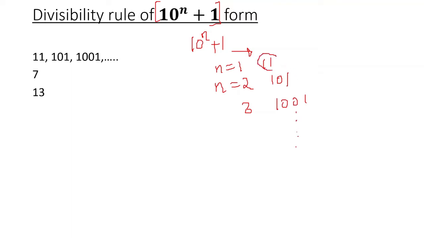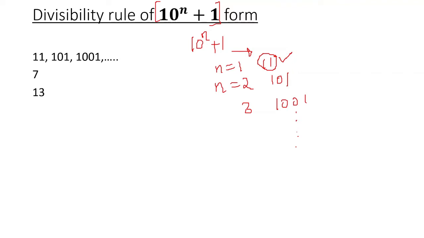And for 11, you already know: the sum of digits at odd places minus the sum of digits at even places. If that result is divisible by 11, then the number is divisible by 11, else the number is not divisible by 11. But many of you may not know why this concept works. So we're going to see why and how this works, why this is true for finding out whether a number is a multiple of 11 or not.